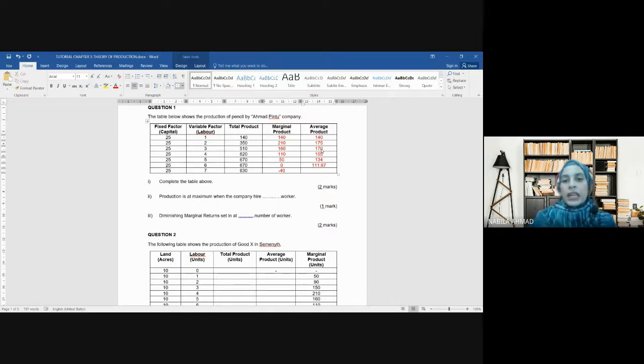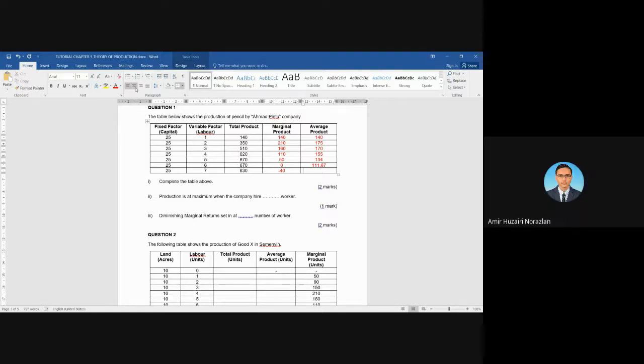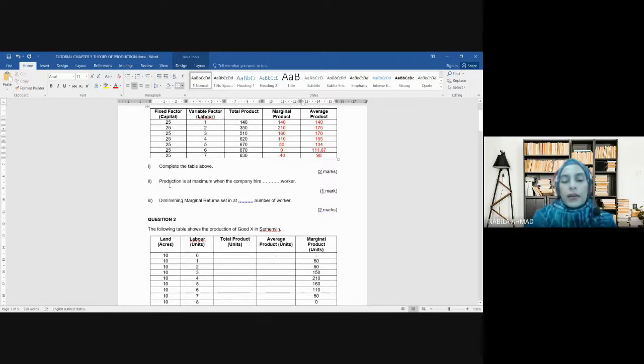111.67. And the last one, 630 divided by 7. Berapa? 90. Okay, 90. Right. Okay, production is at maximum when the company hires... Okay, so dia kata total product maximum apabila company hire berapa labor.